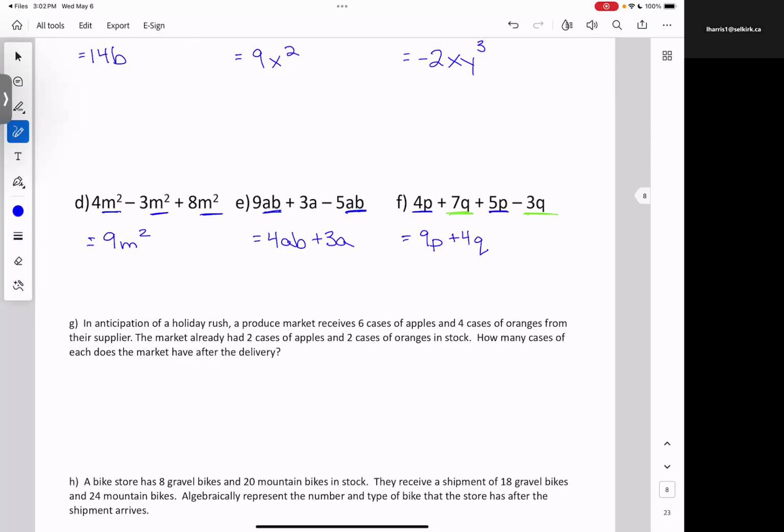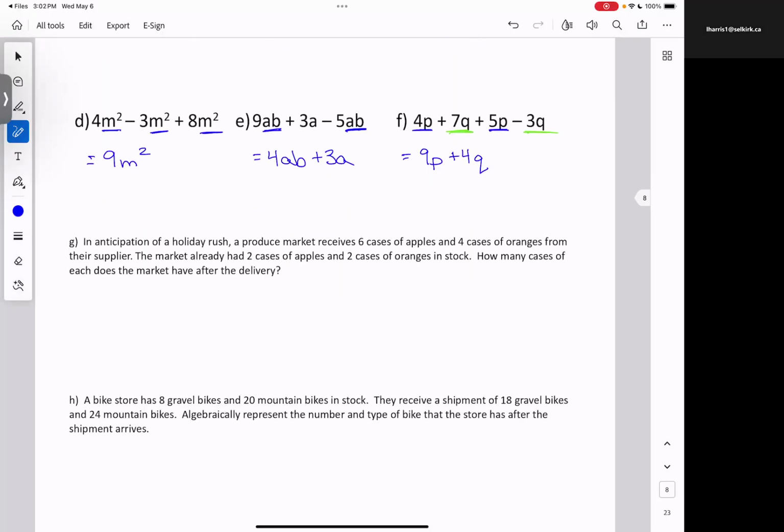And let's do some word problems. So holiday rush is coming up, and this market receives 6 cases of apples and 4 cases of oranges. They already had 2 cases of apples and 2 cases of oranges. Now they want to know after the delivery, how much do they have of each? So this question you could probably do without algebra, but it's good to get in the habit of using the algebra because the questions will get harder.